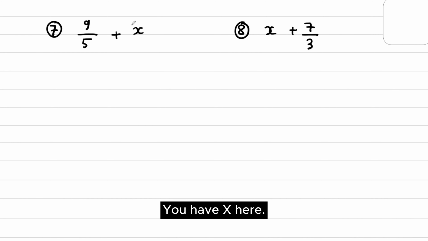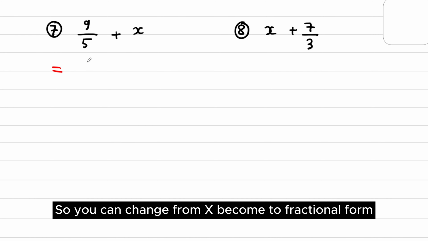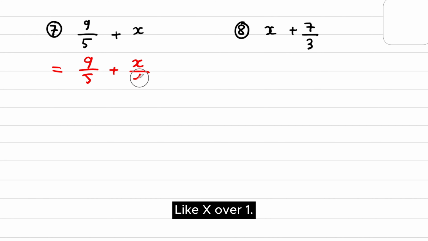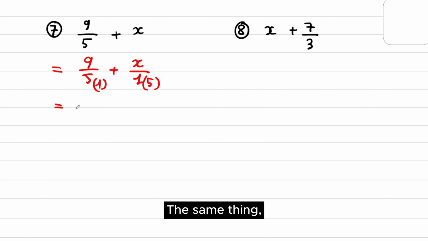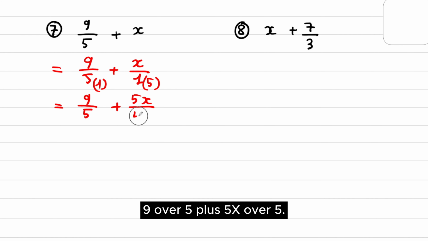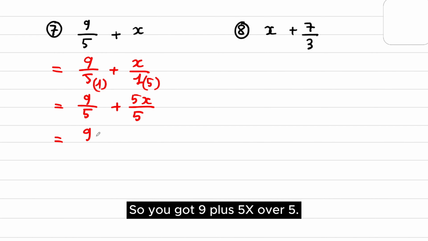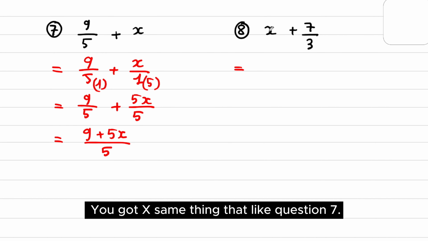Question 7. Oh, you have x here. So you can change x to fractional form like x over 1. So x over 1 means 1 here and 5 here. The same thing. 9 over 5 plus 5x over 5. So you get 9 plus 5x over 5.